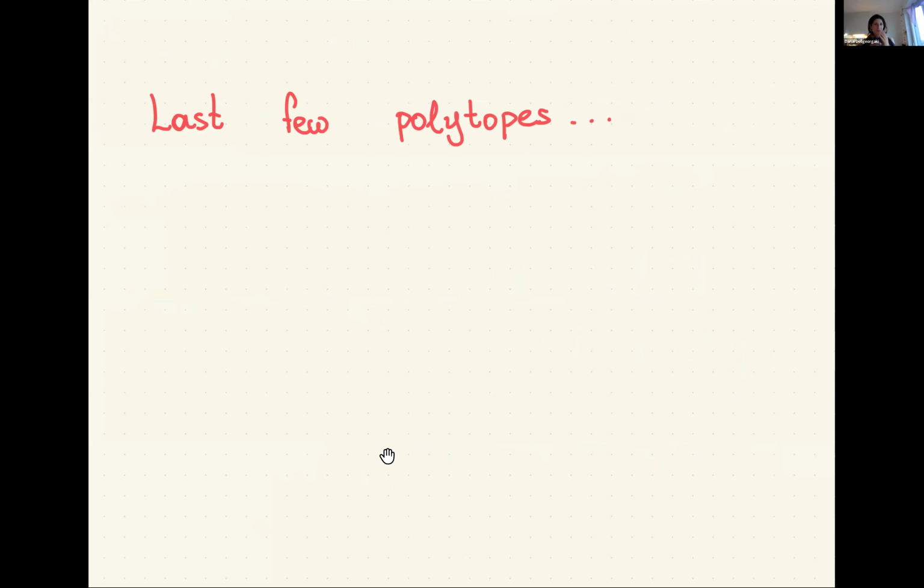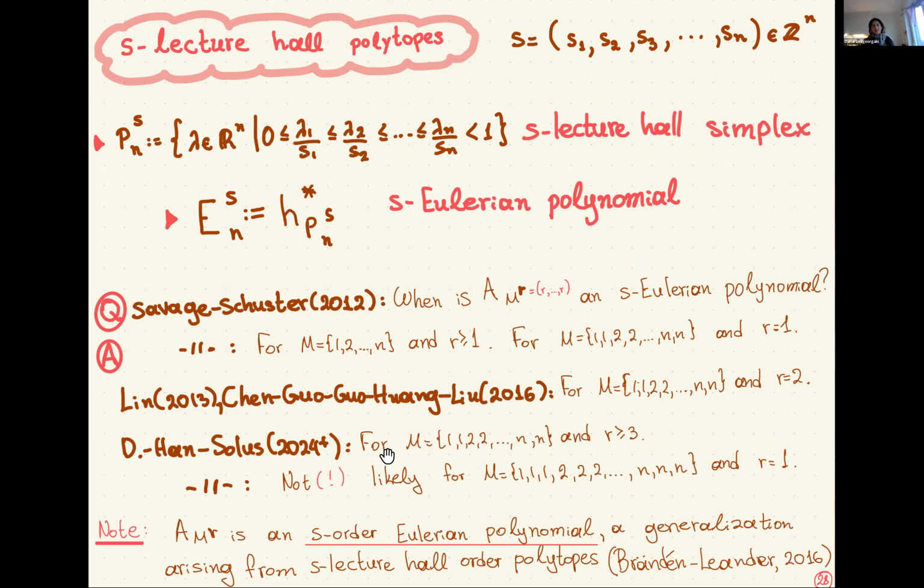So, you might have heard about the s-lecture hall simplices, or polytopes in general. Given a sequence of non-negative integers, I can associate a simplex to it. The simplex is defined by these inequalities here, like all the points lambda where, if I divide the first entry by s1, it satisfies these inequalities and so on. It also has a nice vertex description, but this is the inequality description here.